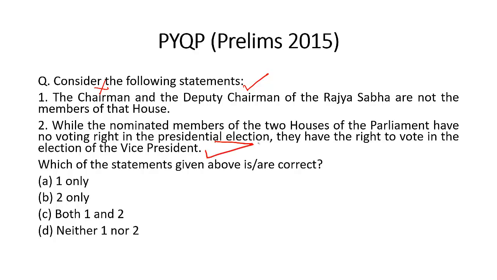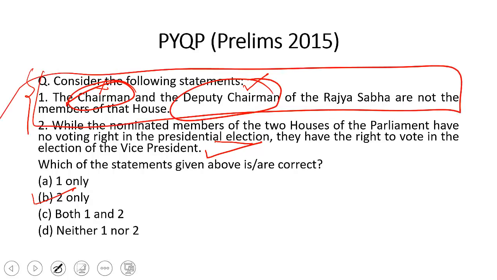This statement is correct. So only B is correct, because statement number 1, first is correct, second is incorrect. So this renders the entire statement incorrect. So only 2 is the correct answer.